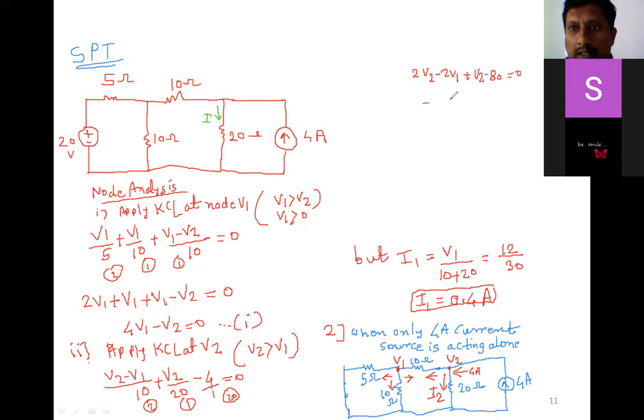So minus 2V1, 2V2 plus V2 is 3V2. Minus 80 goes to the right hand side, becomes plus 80. So this will be the second equation. So solve these two equations. Tell me now what will be the answer of V1 and V2.